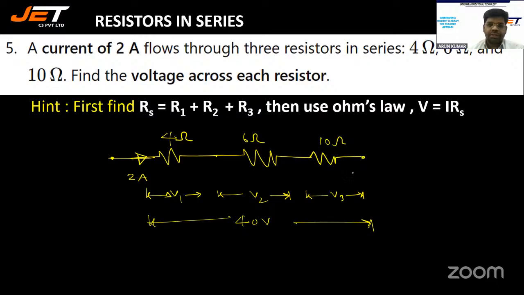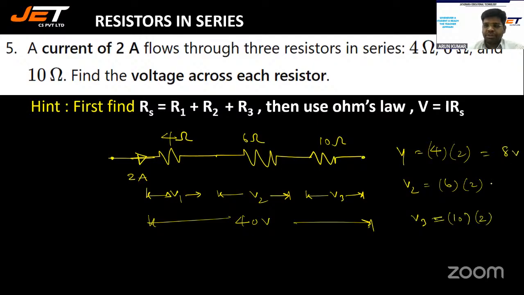So V1 is 4 into 2. V2 is 6 into 2. V3 is 10 into 2. So which is equal to 8 volts, 12 volts, and 20 volts. All right. Here you haven't understood the problem, perhaps, students. It says find the voltage across each resistor, and they are connected in series. When connected in series, the potential drop across each will be different.